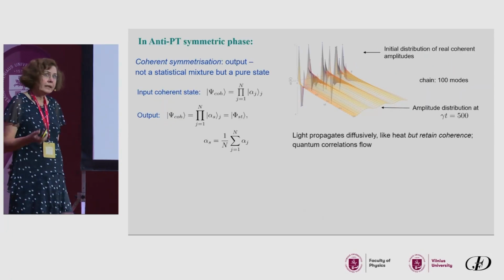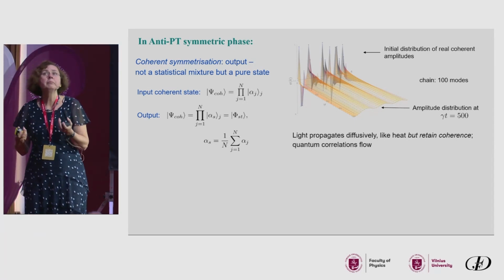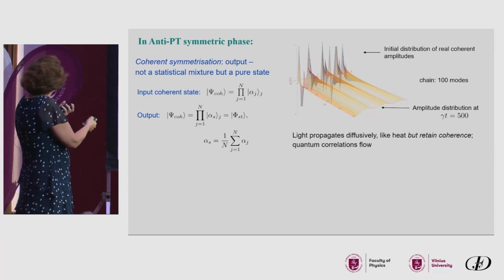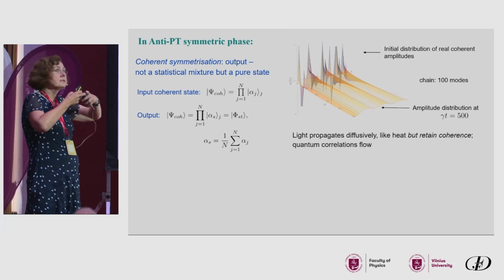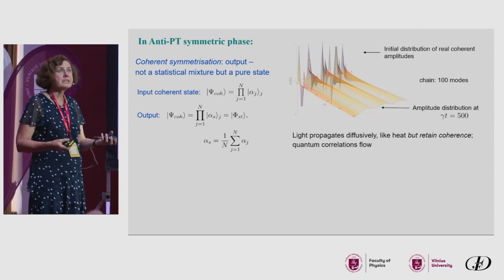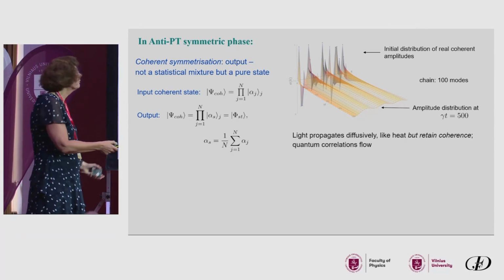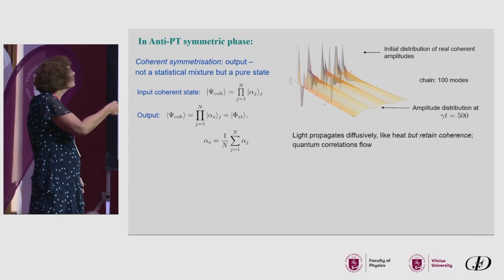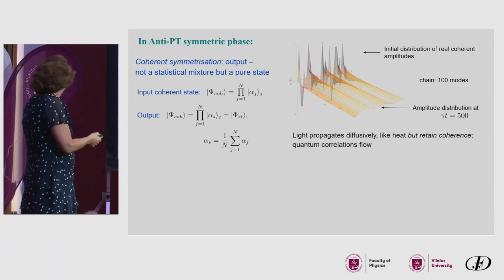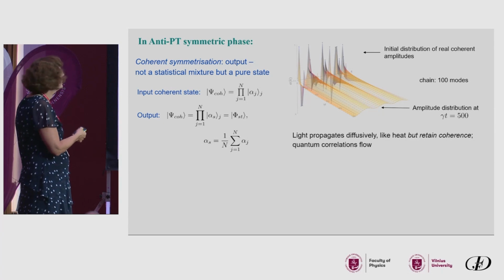In the language of our Lindblad equation and the quantum properties of the system, if you take this chain of waveguides and feed it with coherent states with different amplitudes and phases, you would normally expect a statistical mixture at the output. But instead of getting a statistical mixture, you have a pure state at the output.